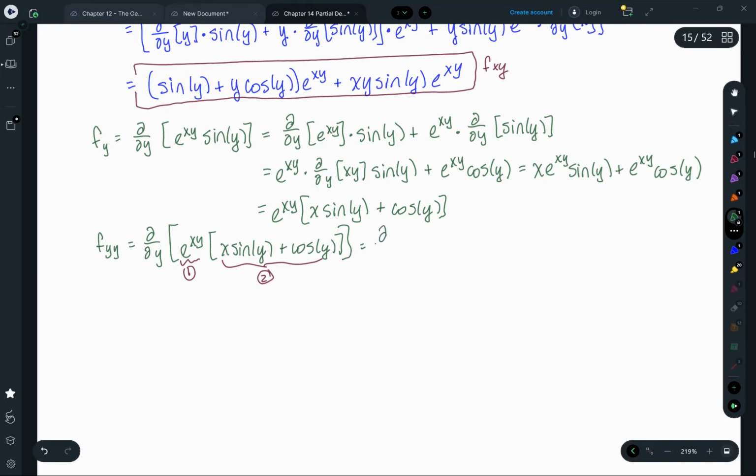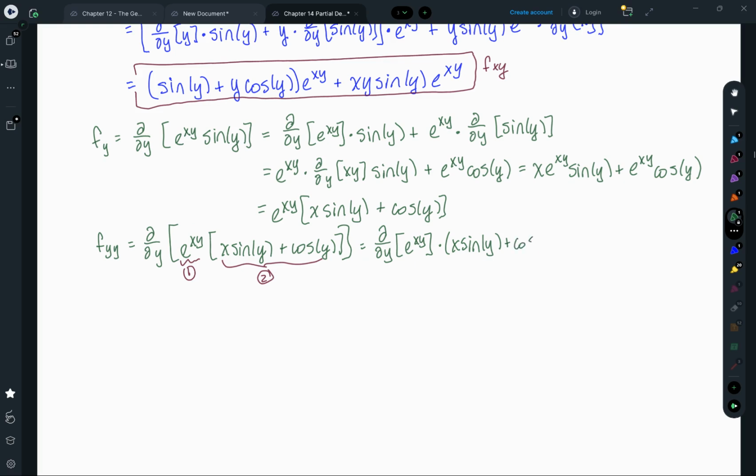So I take del y of the first, the e to the xy, times the second, the x sine of y plus cosine of y, plus the first, e to the xy, times del y of the second, the x sine of y plus cosine of y.